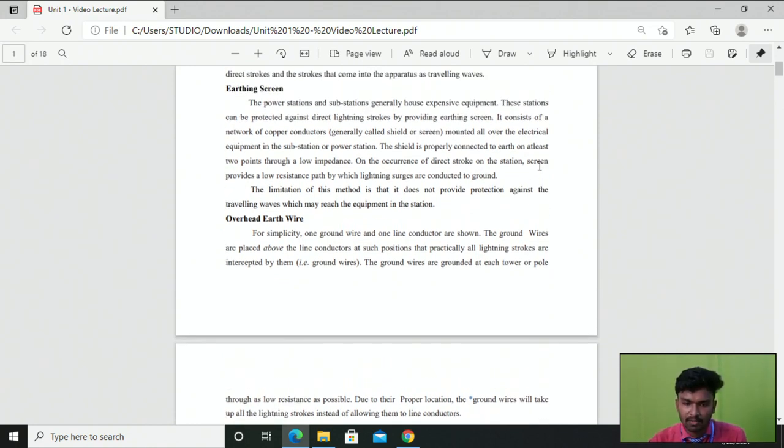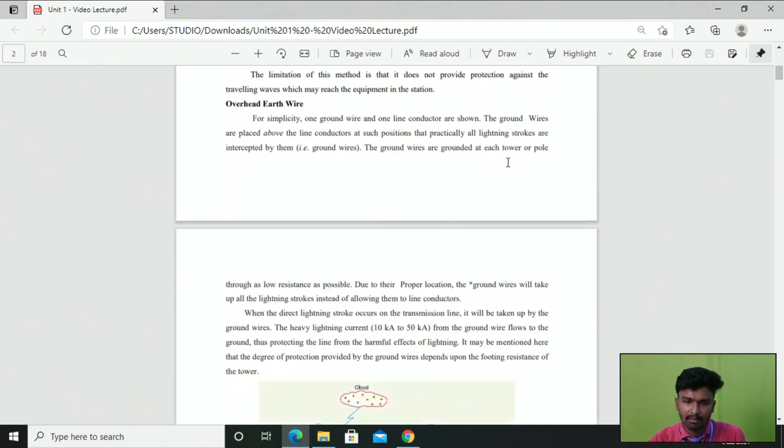Then coming to the limitations of this method, it does not provide protection against the traveling waves, which may reach the equipment in the station, right? So that is one limitation of this earthing screen. It provides protection only against direct lightning strokes, right?